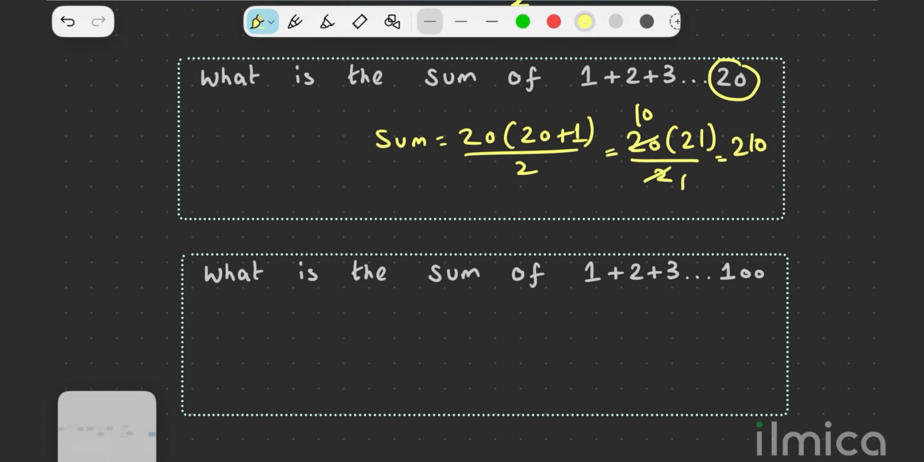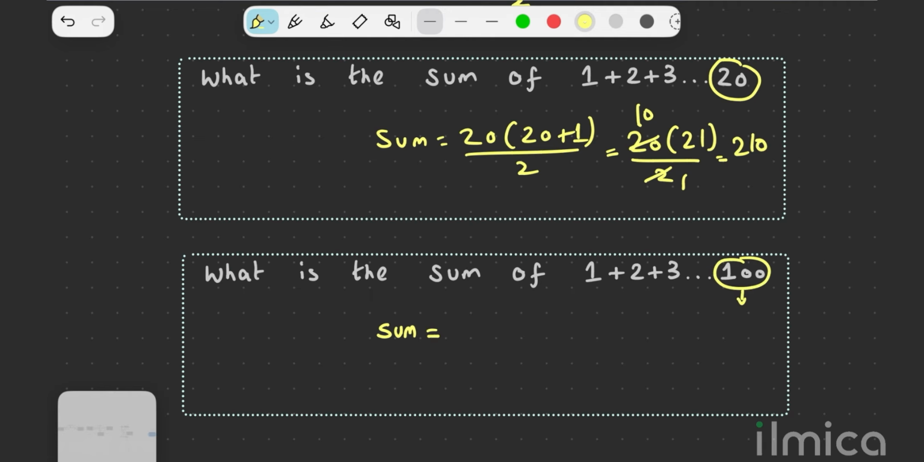Let's try one more problem. In this case, again, we have to calculate the sum of 1 plus 2 plus 3 all the way till 100. We will copy the formula. This time, what is our n? Our n in this case is going to be 100, right?